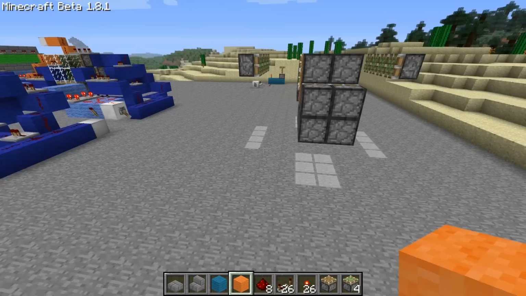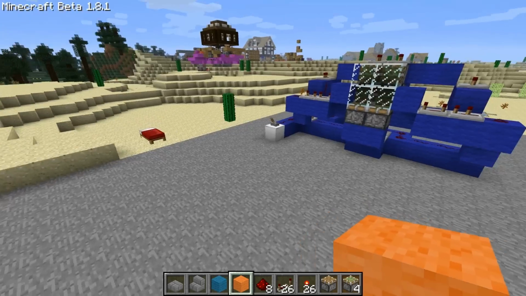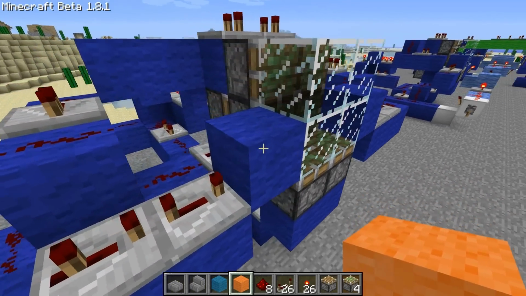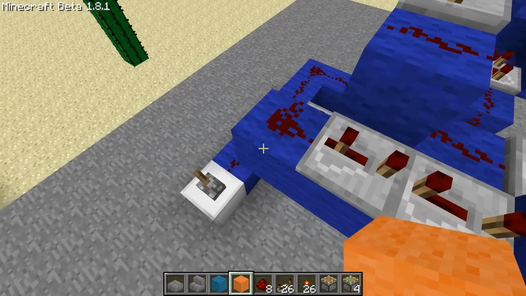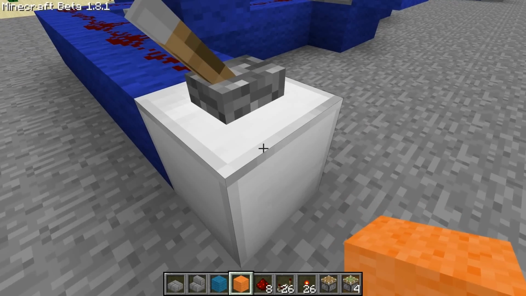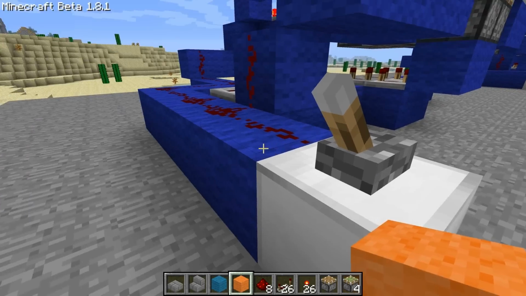Now come over here, we're going to focus on this particular section, as it is the most complicated and most convoluted with all the different pistons that are going around, and we're going to have a look. Now here we're going to be using the iron blocks to represent where our input is.